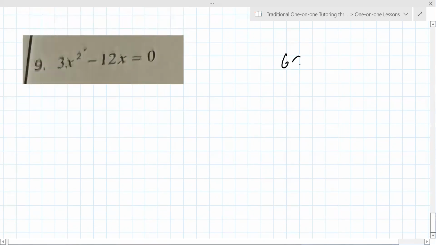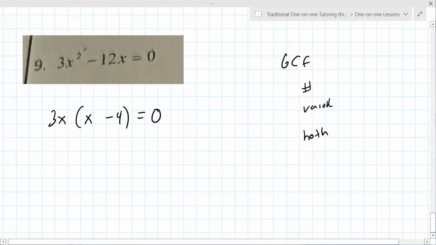So the GCF can be a number, a variable like 3x, or both. So it's 3x times x minus 4 equals 0. Yes. And then 3x equals 0, and x minus 4 equals 0. Exactly. Now, one little wrinkle here is the reason you set 3x equal to 0 is because it has an x in it. You set x terms equal to 0. Not just anything, it has to have an x in it.